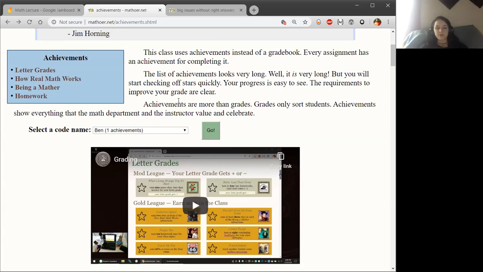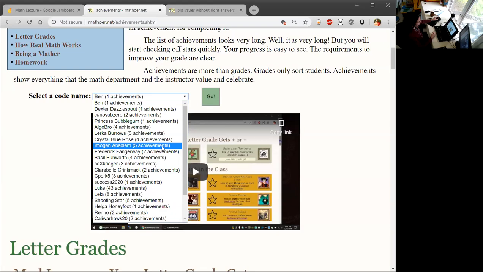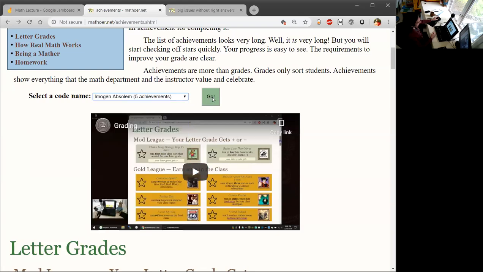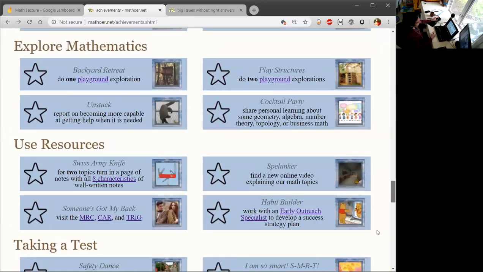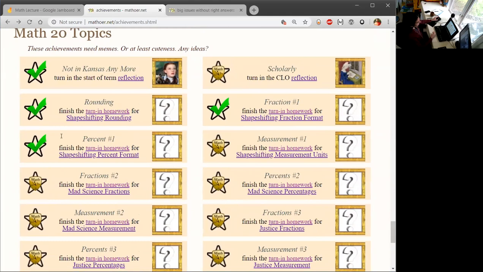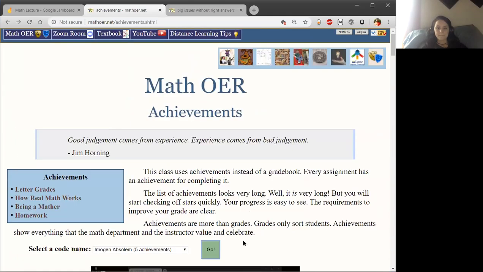I have a question. How do you click on your code name to see what achievements you've made? Let's see, who has more than a few? So whoever Imogen is doing well, I'll pick her, and then I hit go. And then whenever I scroll, there's check marks for what this person has done. Okay. So hit go. If you don't hit go, nothing happens.